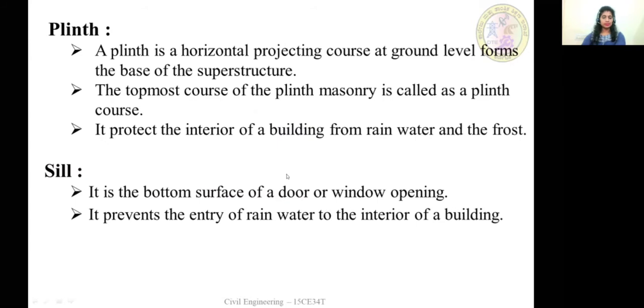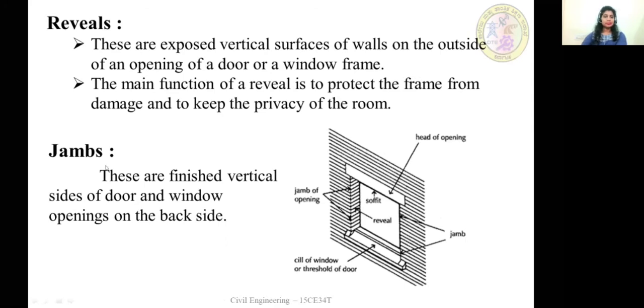Next term is sill. It is the bottom surface of a door or window opening, and it prevents the entry of rainwater to the interior of a building. Next term is reveals. This picture explains what is sill, what is reveal, and what is jamb. If you are standing in front of any building and looking at the window, you are observing the vertical surfaces of the window. If the vertical surfaces of the wall on the outside of an opening of a door or window frame, then it is known as reveals.